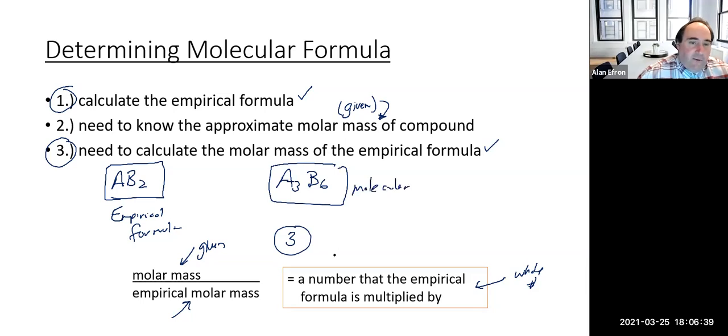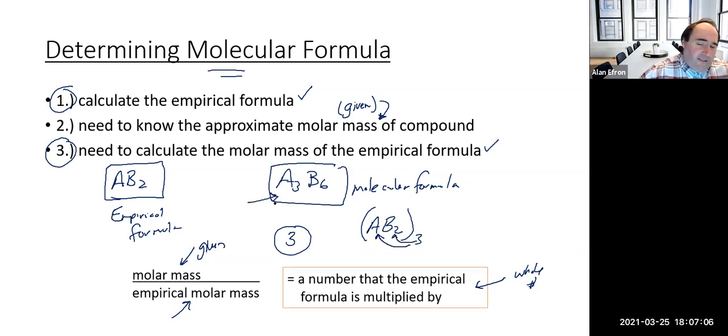So what this number really gives you is a factor by which you can multiply the empirical formula to get to the molecular formula. Sometimes people will write it like this: they'll take the empirical formula, put parentheses around it, and put the little 3 on the outside. I would say probably 9 times out of 10, maybe even more than that, people will distribute this and write the molecular formula in this form and not put the parentheses. But you do sometimes see people do that.